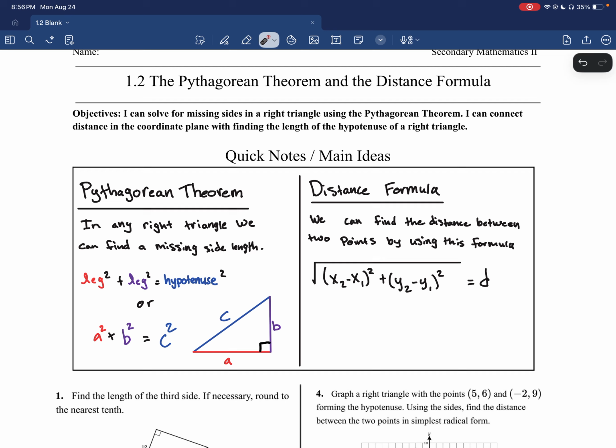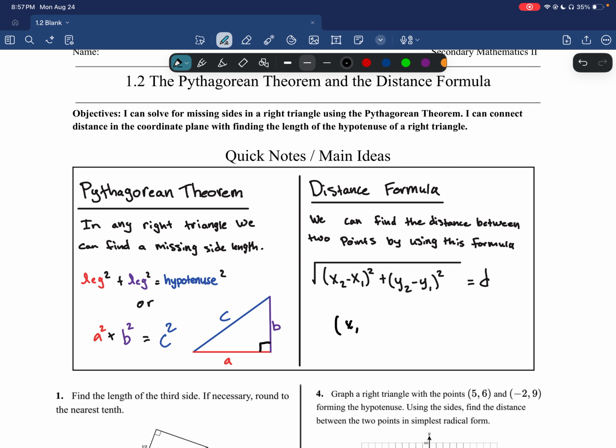And then we have what's called the distance formula. The distance formula is a way that I can find the distance between any two points just by plugging them into these. So normally you're going to be given a set of points, right? Points are two coordinates. We have x1 is what we'll call it, and y1. And then we're going to have a second point, which we'll call x2, and y2.